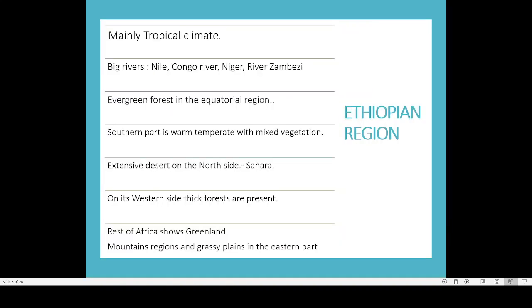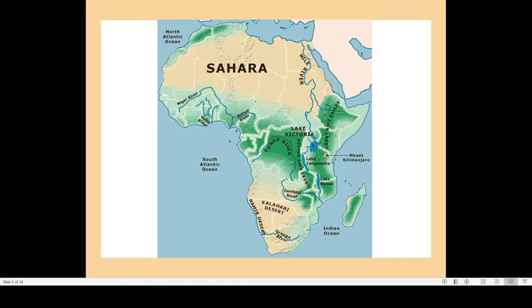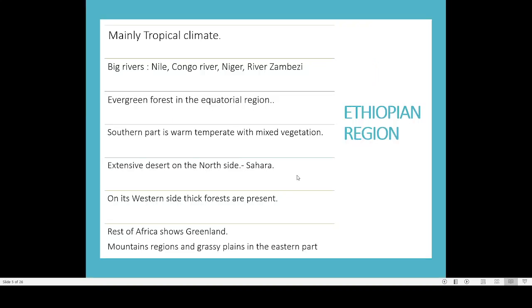Another major river is the Congo river. Here you can see that this is the Congo river. This is in the Congo region, that is why it is known as the Congo river. And what is shown in green are all forests. Dense forests are shown here in deep green color. So this is the Congo river, another very long river in Africa.